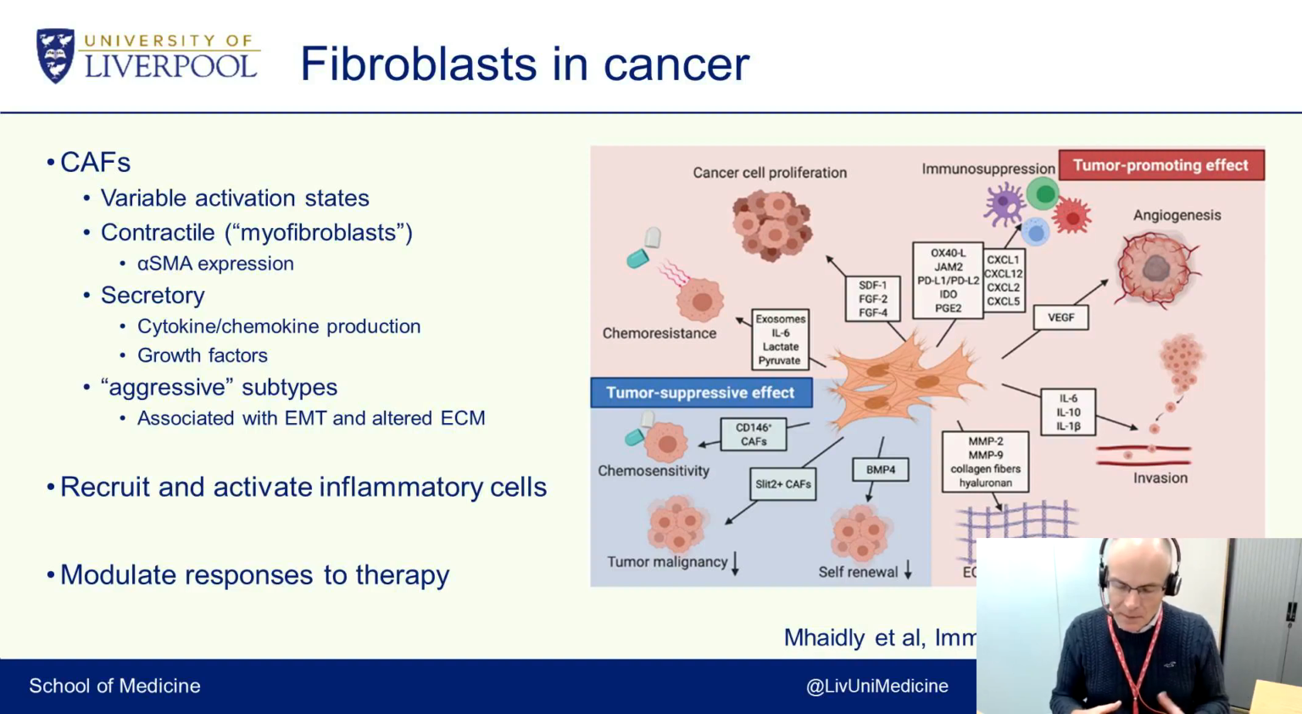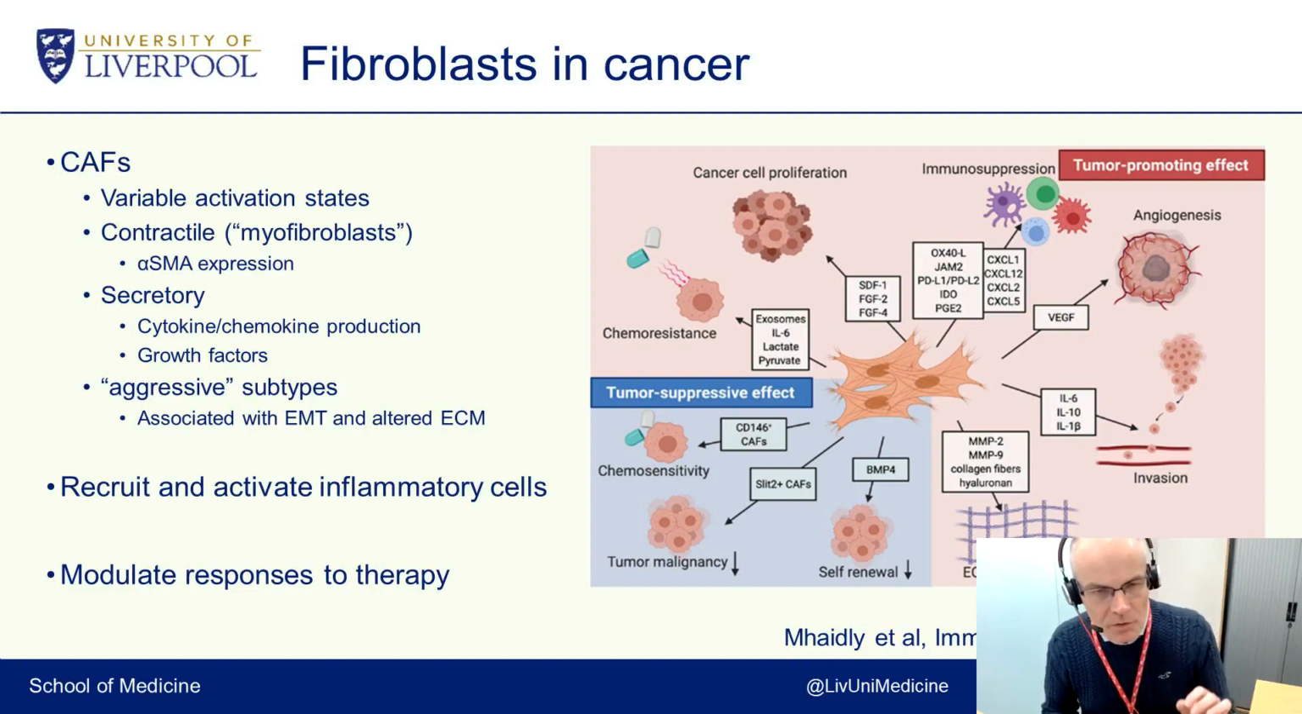Some of them become particularly contractile. We sometimes refer to these as myofibroblasts because they've taken on muscle-like appearance, and they express alpha smooth muscle actin. Some of these, and also some other subtypes, will also be producing a lot of cytokines and chemokines and growth factors. And you can see from the diagram that there are a lot of growth factors. For example, fibroblast growth factor, FGF, is there a number of times, vascular endothelial growth factor, and also chemokines like IL-6, IL-10, IL-1 beta, and so on.